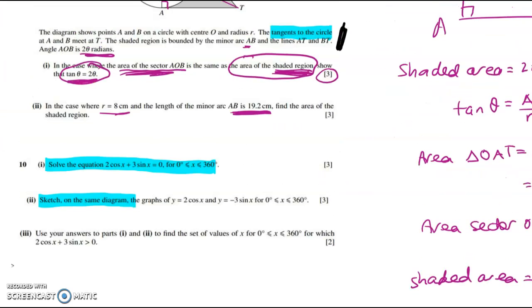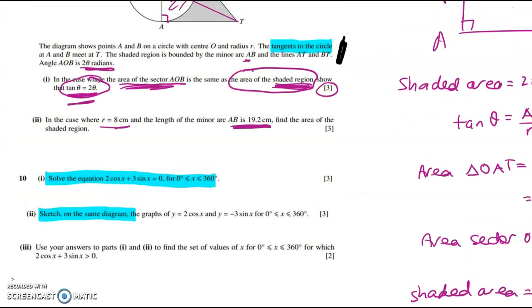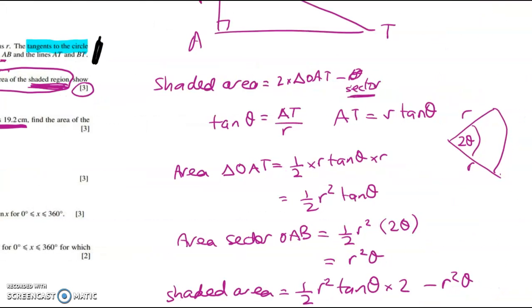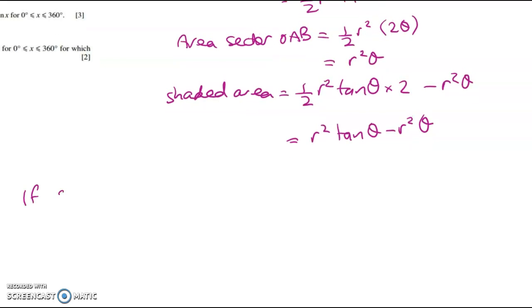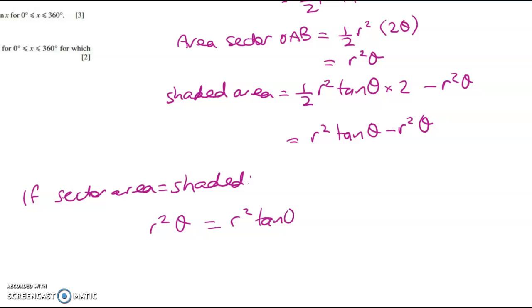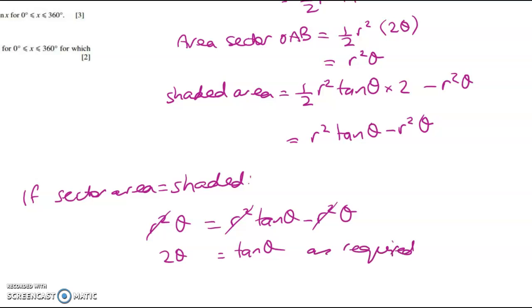And we're asked to show that this is true when the area of the sector is equal to the area of the shaded region. So the sector area is r squared theta. So we've got r squared theta equals r squared tan theta minus r squared theta. We can divide everything through by r squared since it's a positive number, and that leaves me with 2 theta is equal to tan theta as required. So that's the first part done.